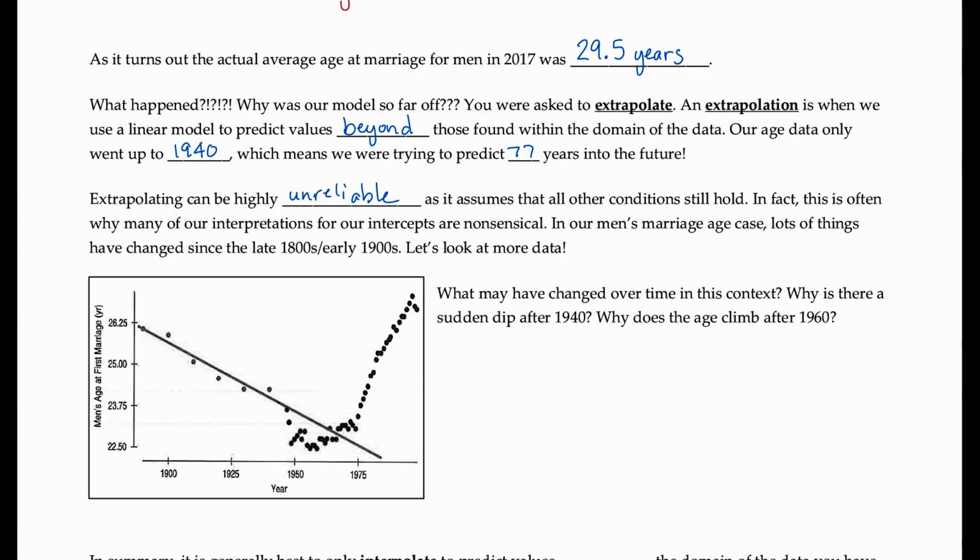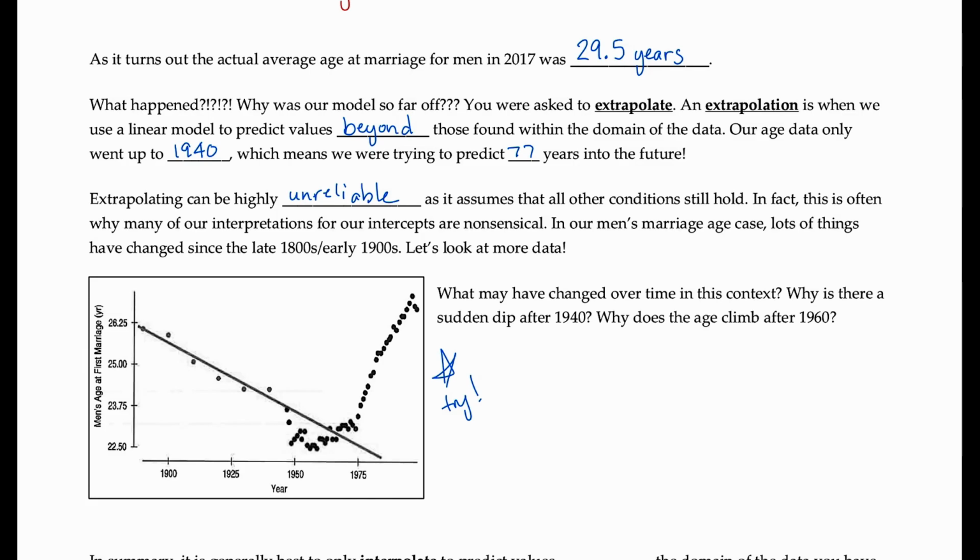So I want you to brainstorm this, okay? So the whole idea why extrapolating is dangerous is because the conditions don't hold true. Things aren't the same as they were in the set of data. So for us, what changed over time here, okay? Couple things to note. There's a sudden dip in age right after 1940. Why do you think that's the case? Can you put it in historical context? And then you can see that after 1960, there's a climb in age where men are getting married later in life. Why is that the case? I want you to jot down your ideas in this space here, and we'll talk about this when we get into class.